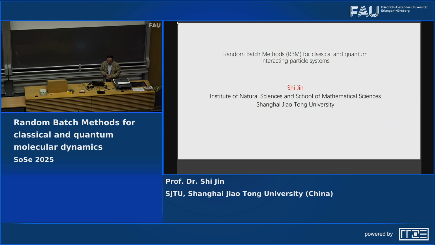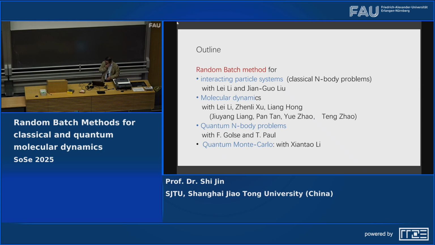All right, so today I will share with you some work I did in the last few years in the direction of interacting particle systems for both classical and quantum systems. So this is what I try to cover. First, talk about the random batch methods for classical interacting particle systems. This is joint work with my young colleague and Jian-Guo Liu at Duke University. Then one particular application, which I think is important, is in molecular dynamics. And then I will move on to talk about quantum many-body problems and quantum Monte Carlo.